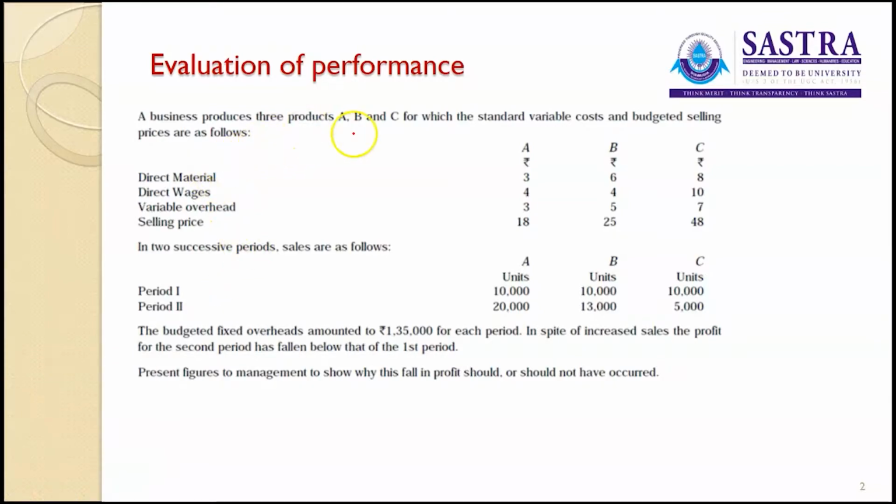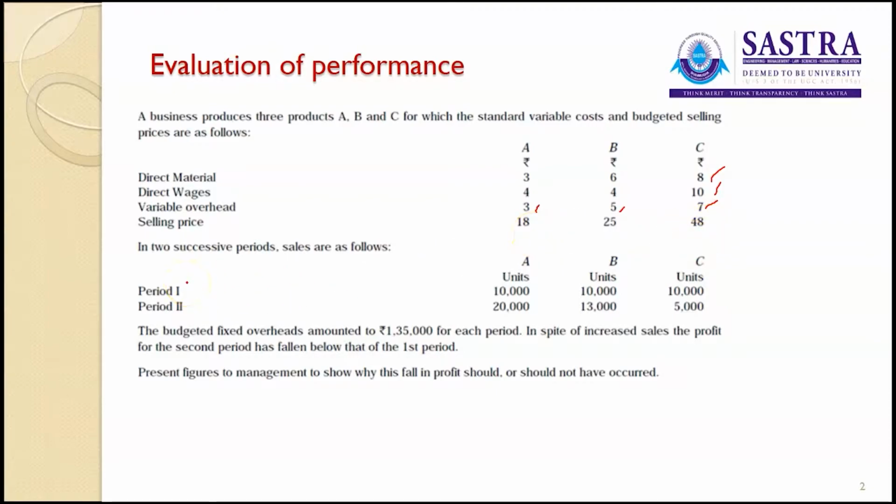A business produces 3 products A, B and C, for which the standard variable cost and budgeted selling prices are as follows. We have the direct material: for A it is 3, B 6 and C it is 8. Then direct wages 4, 4 and 10 respectively. Then variable overheads 3, 5 and 7 respectively. Then selling price we have 18, 25 and 48.